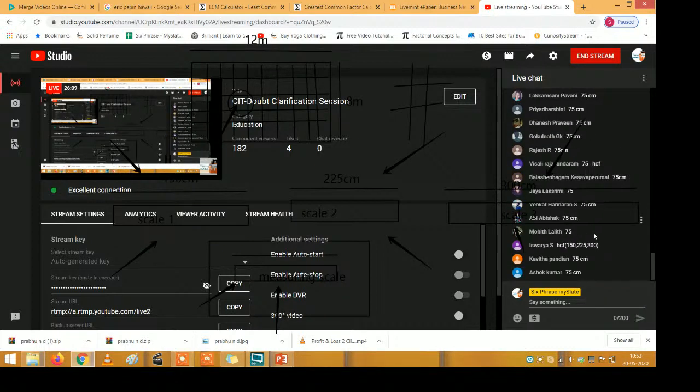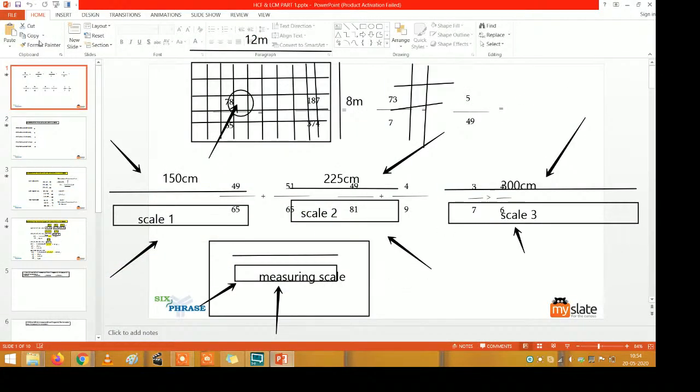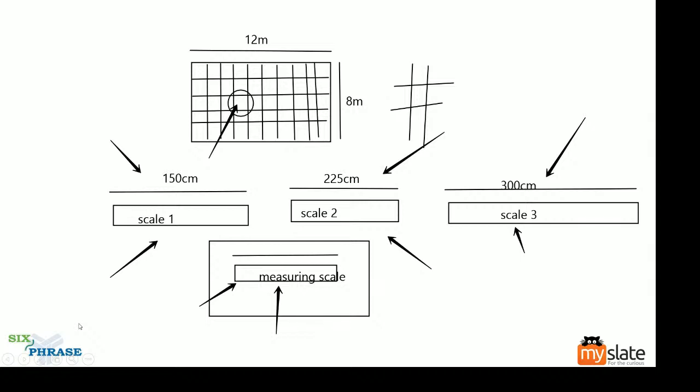HCF, exactly. Okay, so Aishwarya says it's HCF of 150, 225 and 300. Exactly, guys. So this is HCF. Hepzibah, Sharon, Mugnesh, Rajesh, Gokulnath, Amarnath, they all say HCF. Very good. So this is how you guys have to understand. These are applications of HCF.